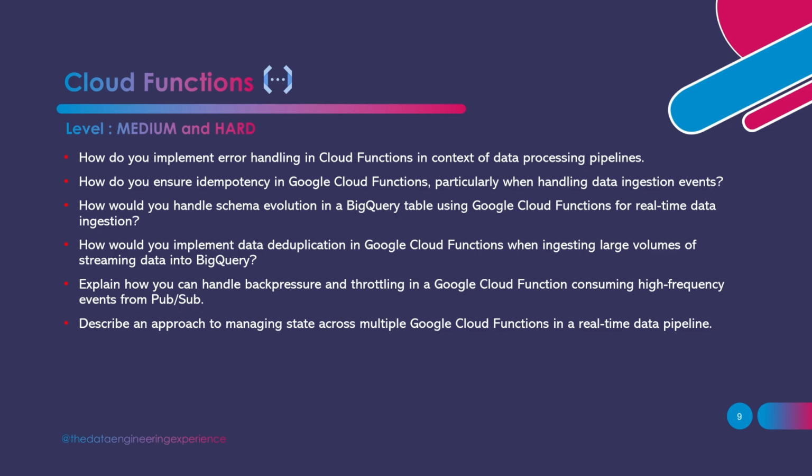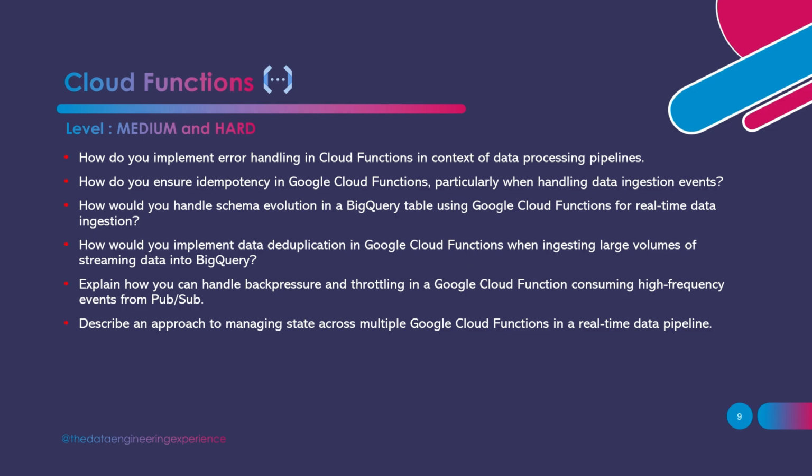Now we have a very important question. How do you ensure idempotency in Google Cloud Functions, particularly while handling data ingestion events? You can do it in multiple ways. First, you can use a deduplication strategy like assigning a unique ID to each event. Next, you can query a cache or a database and check whether the event has already been processed previously. You can also store the event state in a persistent storage system and skip the current processing if the event has already been handled previously.